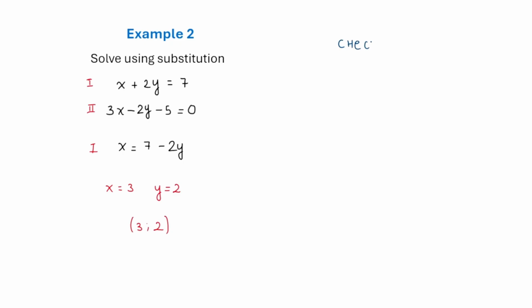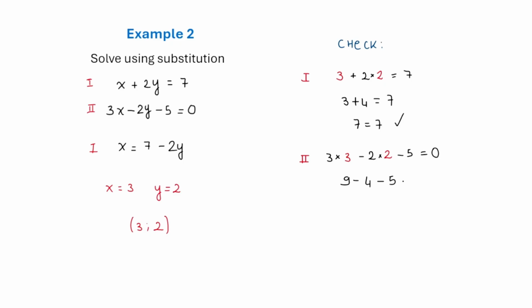Let's check the solution. Equation 1, 3 plus 2 times 2 is equal to 7. 3 plus 4 is equal to 7. 7 is equal to 7, so the first equation is satisfied. Equation 2, 3 times 3 minus 2 times 2 minus 5 is equal to 0. 9 minus 4 minus 5 is equal to 0. 0 is equal to 0. So the second equation is also satisfied. Both equations are satisfied, so the solution is correct.